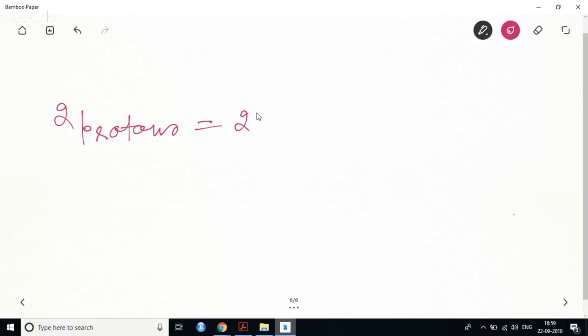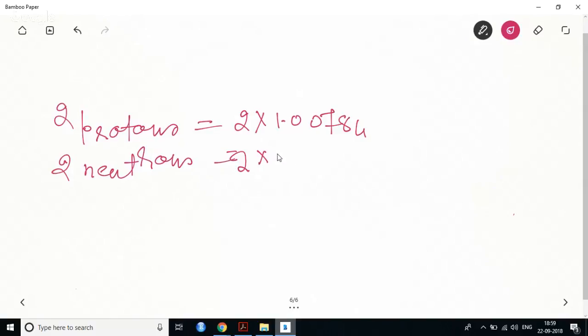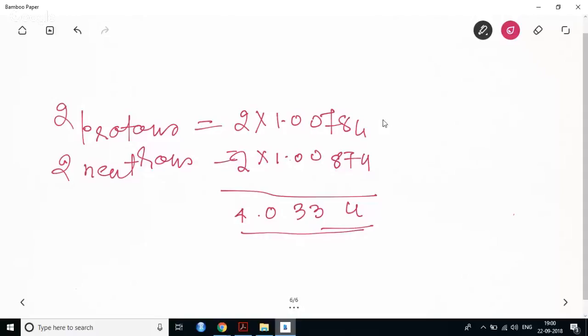So mass would be 2 into 1.0078 units, and there are two neutrons also. So mass would be 2 into 1.0087 unit. If you add the complete mass, that comes out to be 4.0330 unit. This should be the mass when calculated with the help of atomic mass.